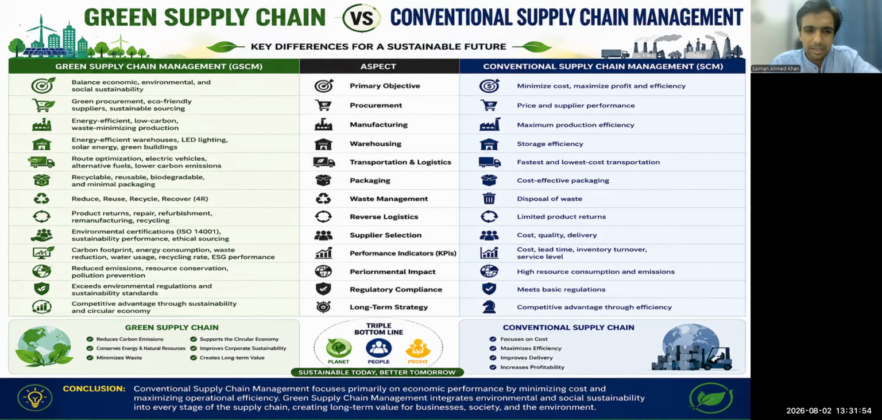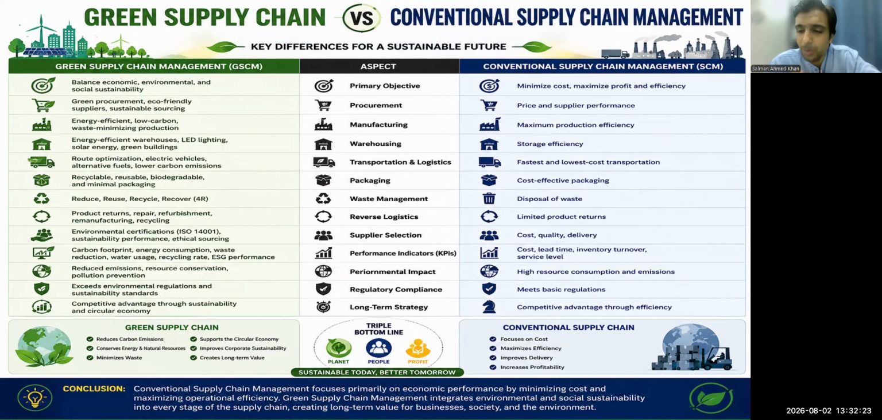Reverse logistics is like product return, repair, refurbishment, remanufacturing, and recycling. While conventional supply chain has no concept of that, they have limited product returns. Supplier selection, as I already told you, which I explained very briefly, talks about environmental certifications such as ISO 14001, while conventional supply chain talks about cost, quality, and delivery.